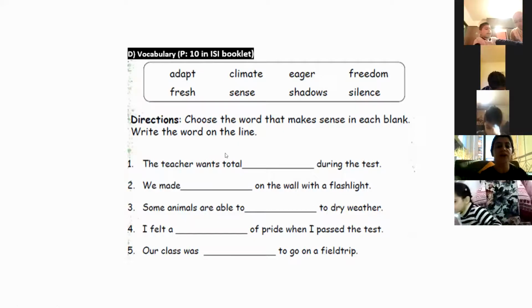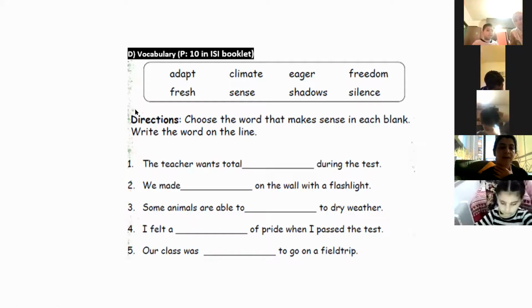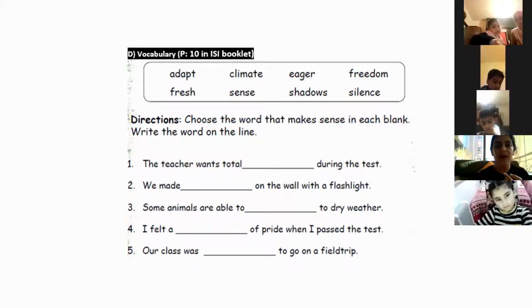The teacher wants to tell. Malik, let me help you and read the vocabulary words so that you will remember them. We have the words adapt, climate, eager, freedom, fresh.